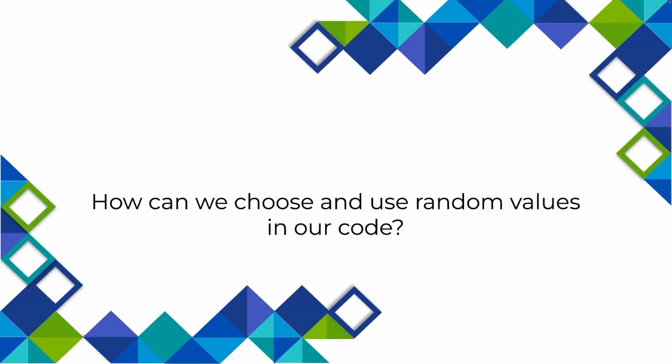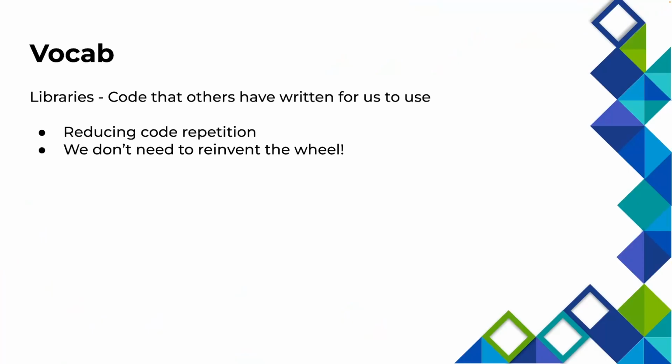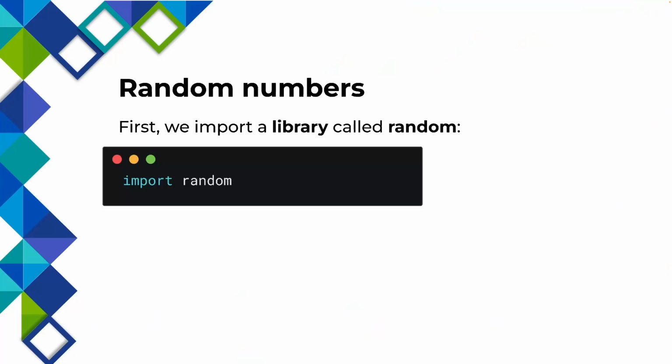Now let's answer our first question. How can we choose and use random values in our code? First, we want to import this library called random. This library contains a ton of functions that allow us to deal with random numbers, choosing random elements, and so on. We do this by doing import random, just like how you would do in English.